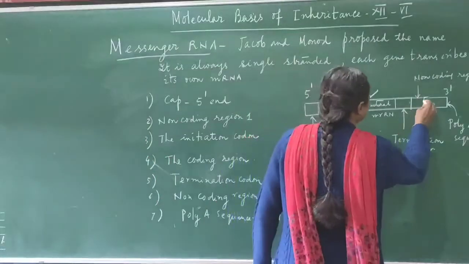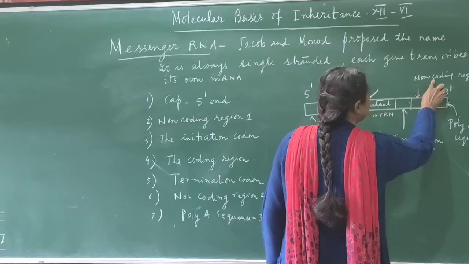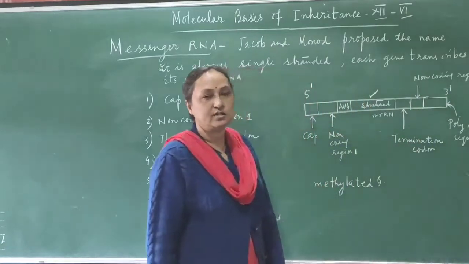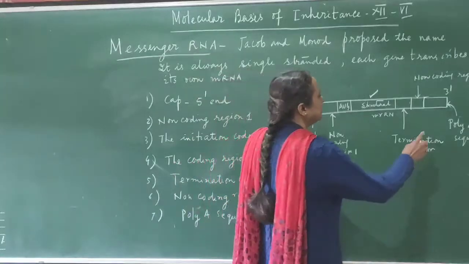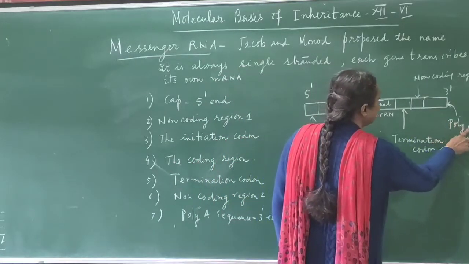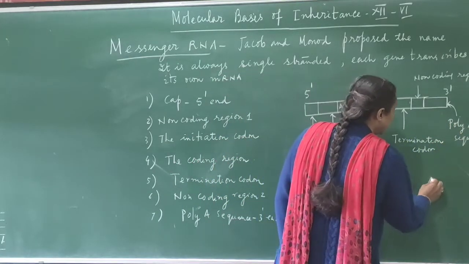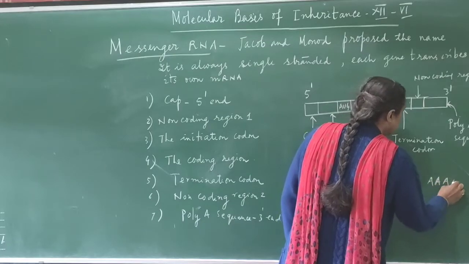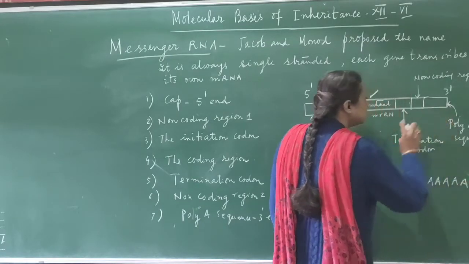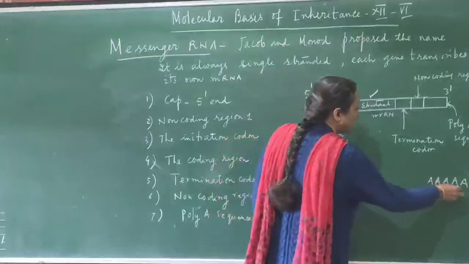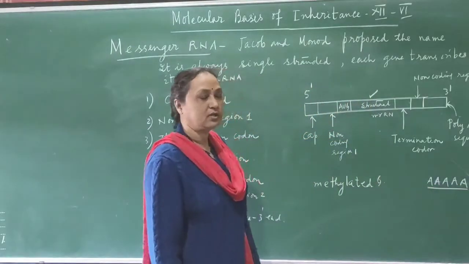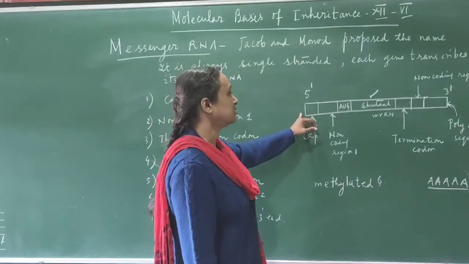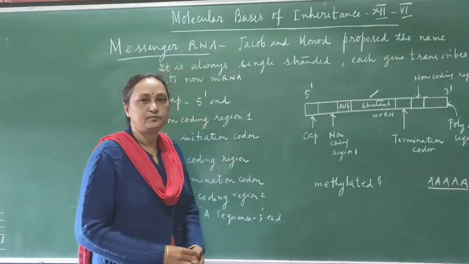Then after that, there is a small area which is again called the non-coding area. It is not giving any kind of information. And at the 3' end, there is a long poly A sequence. So at the 3' end, you can see there is a long sequence of only the adenine base. Okay, so this is about the structure of messenger RNA.